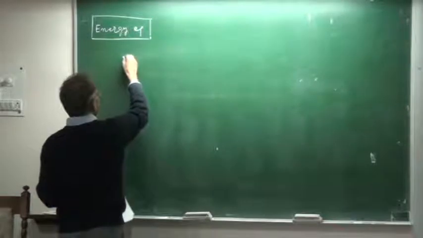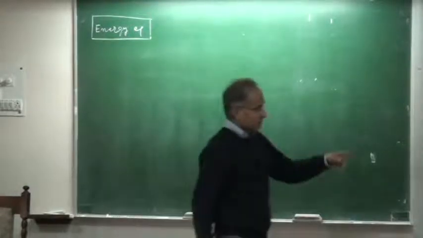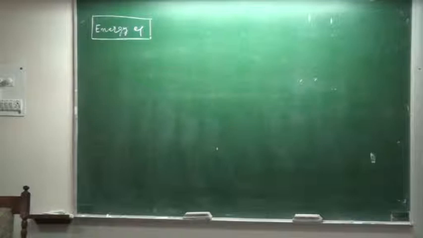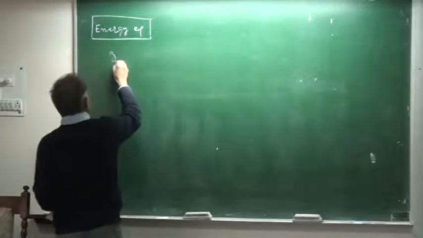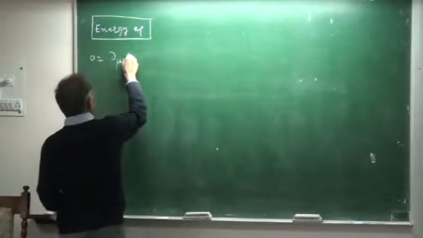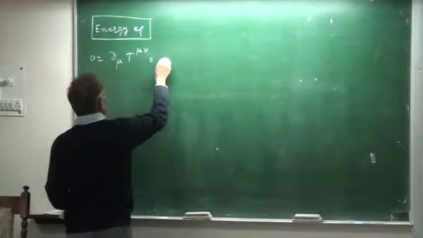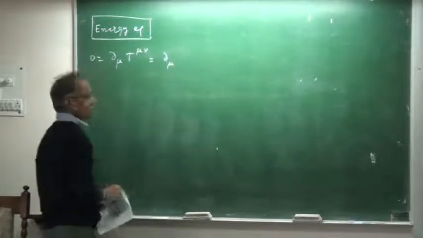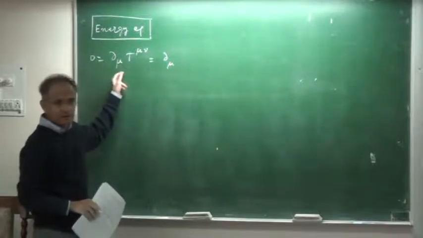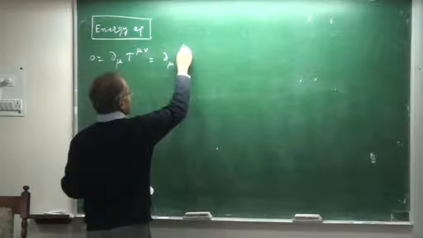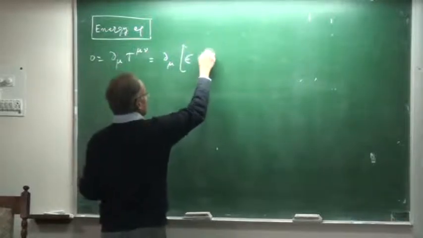Okay, once again, let's start with the energy conservation law, del mu T mu nu equal to 0. We start with this and derive the energy balance equation. So what should I do now? I substitute for T mu nu, which we know. So epsilon u mu u nu.